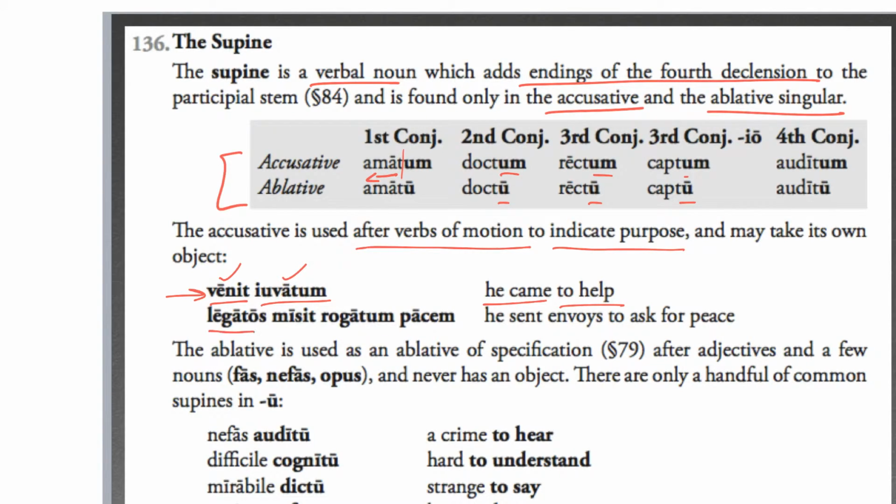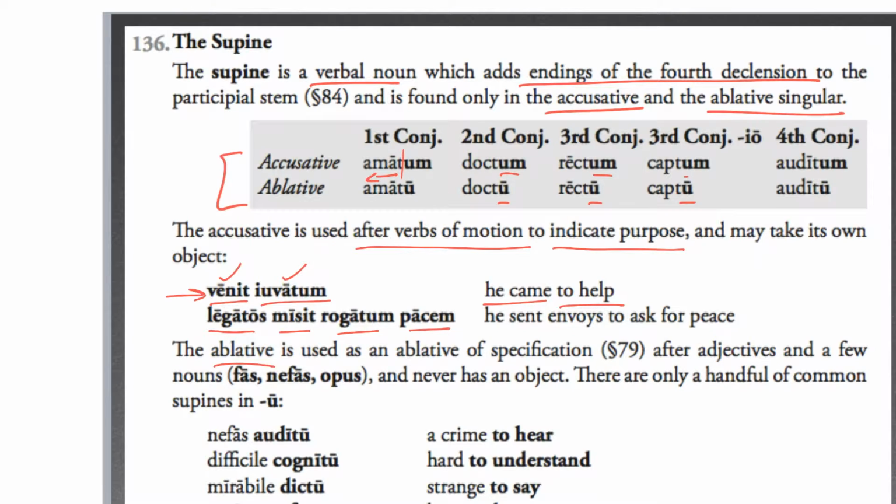Legatos misit, rogatum pacem. Verb of motion, misit. Supine, rogatum. So he sent ambassadors to ask for peace. He sent envoys to ask for peace. Not too common, but worth knowing.